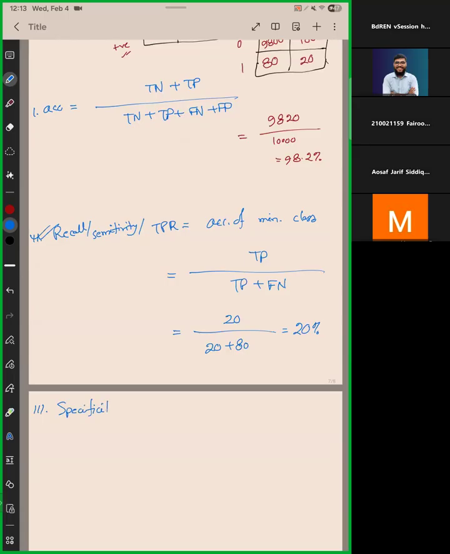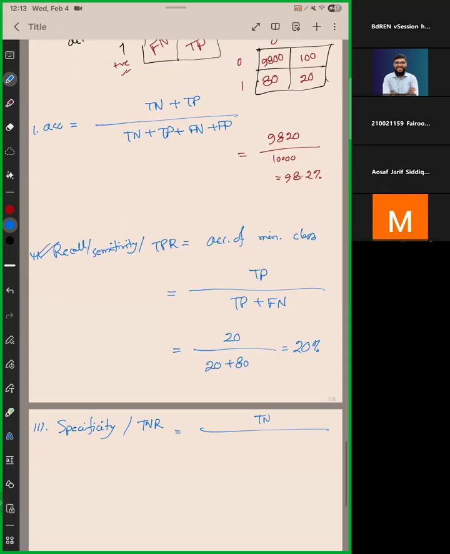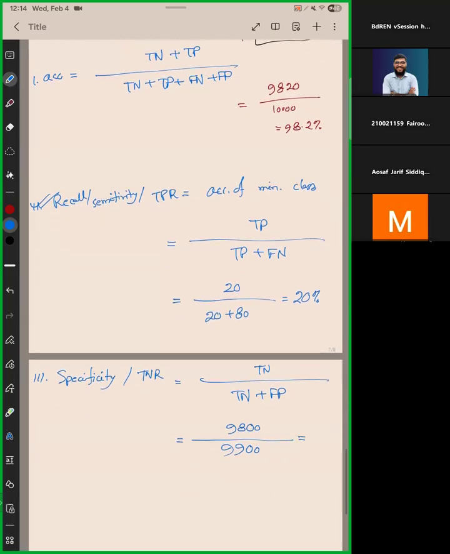Then you have specificity, or true negative rate. It is actually the accuracy of the majority class. That is true negative divided by true negative plus false positive. So see how many there are: true negative is 9800 and here you have 9900, true negative plus false positive. So what will be the accuracy? 99% something, right?